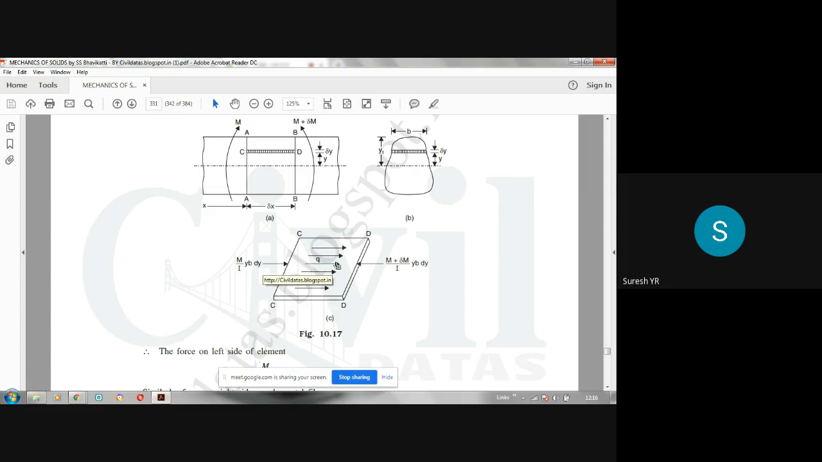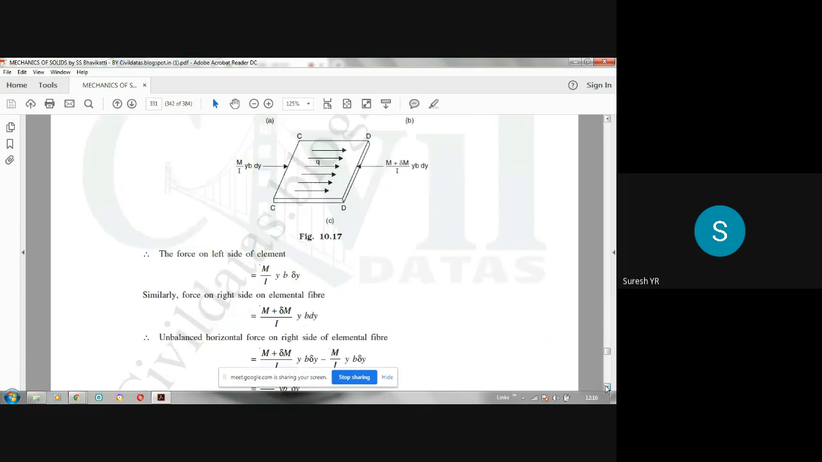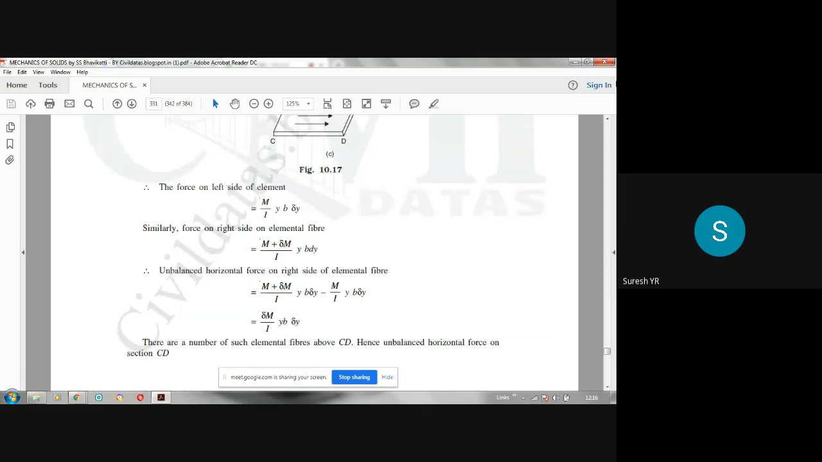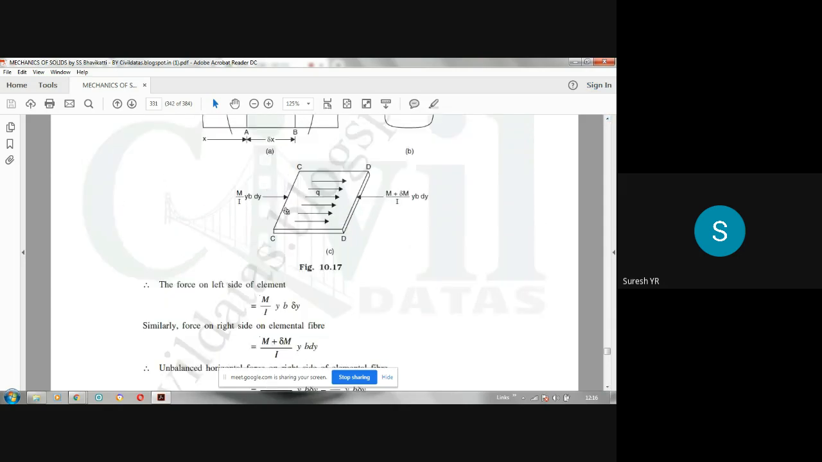So both are compressive. The unbalanced force means the difference between these two. They are not equal, so you have to take the difference. So what is the difference? This unbalanced horizontal force is the difference between these two.